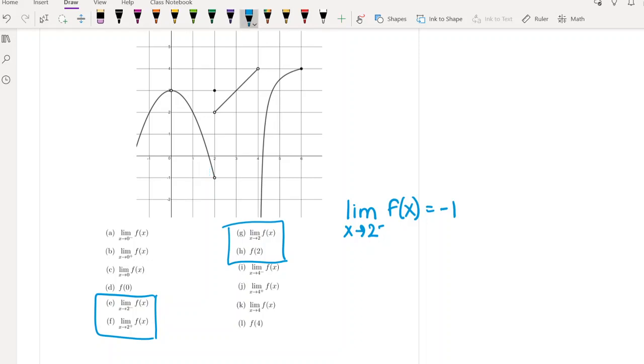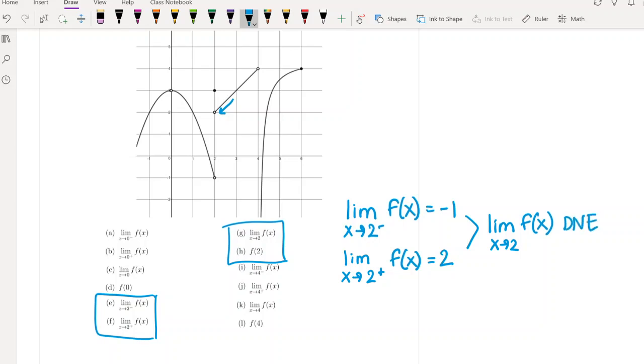Now if we're looking at the limit as x approaches 2 on the right, we're coming in on the function and seeing what height the graph is getting closer to as x gets closer to 2 while staying to the right of 2. And it looks like it's approaching a height of 2. Because these two don't agree with each other, that tells us that the limit as x approaches 2 overall does not exist. It's undefined because the left and the right hand limits don't agree with each other.